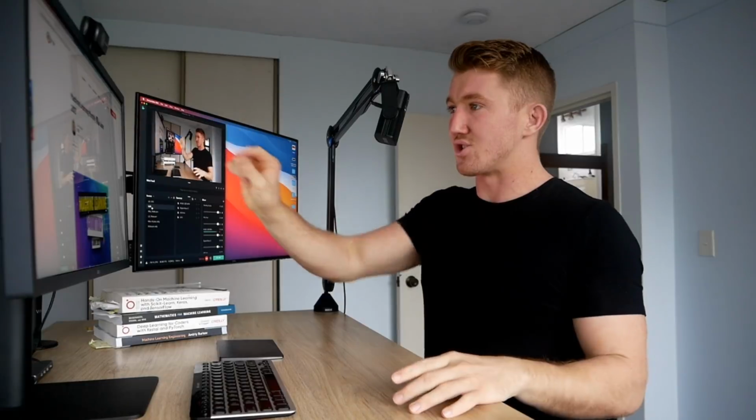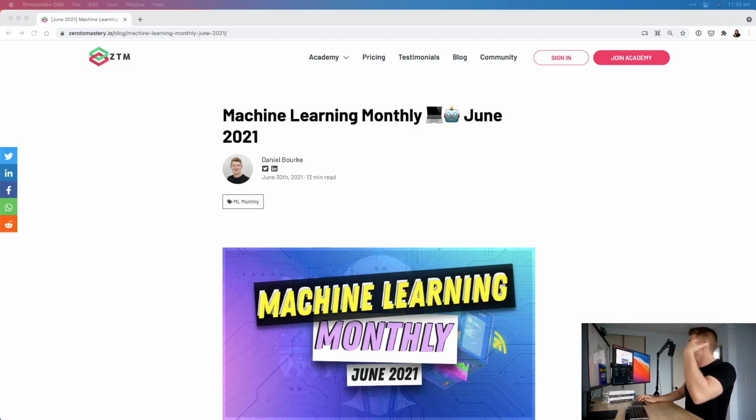This is Machine Learning Monthly, where we cover the latest and greatest of machine learning for the previous month. So this is the June 2021 edition. It's the latest and greatest of machine learning, but not always the latest, because there are some things out there that are evergreen and have stood the test of time. Without any further ado, this is the article.